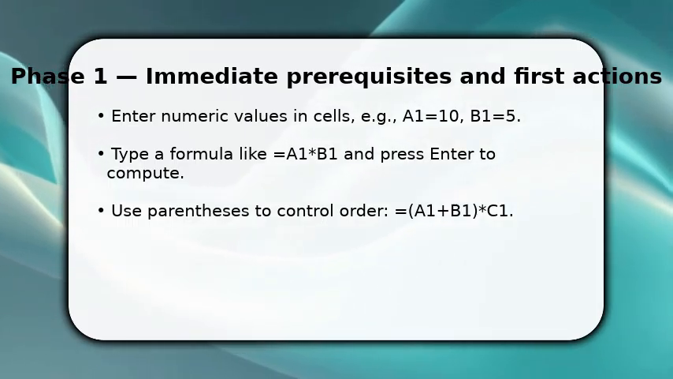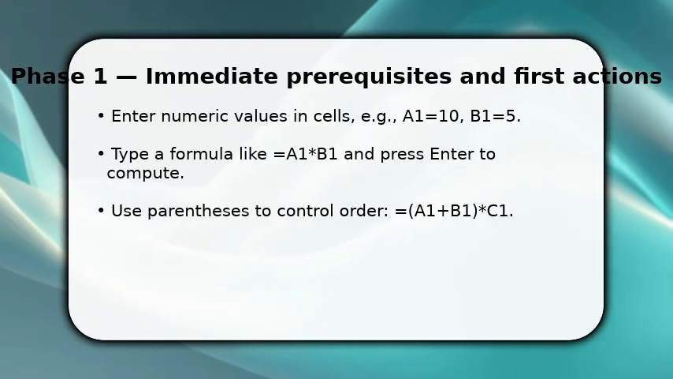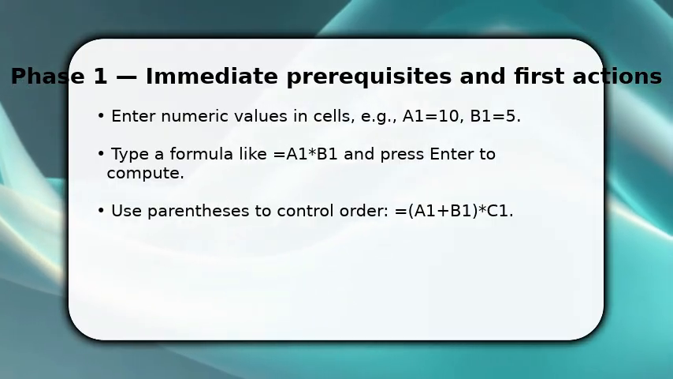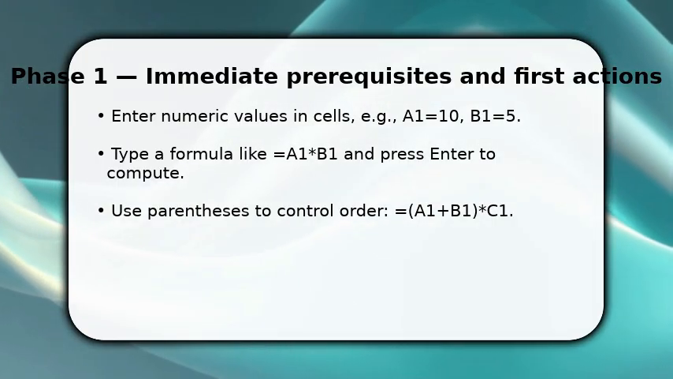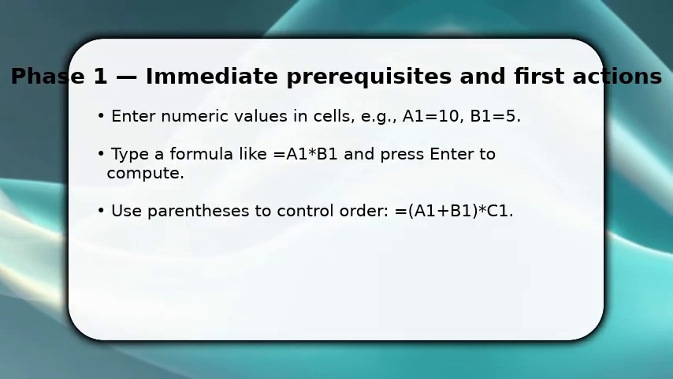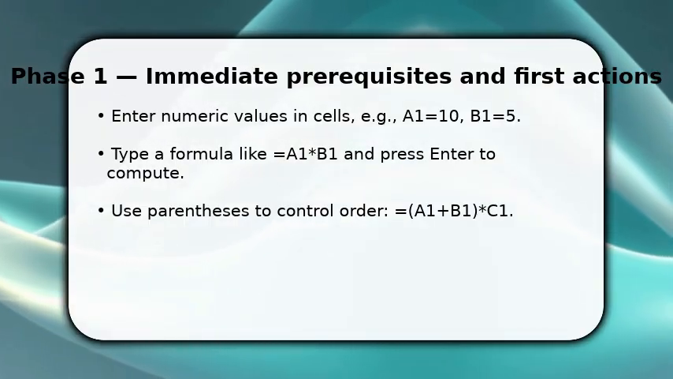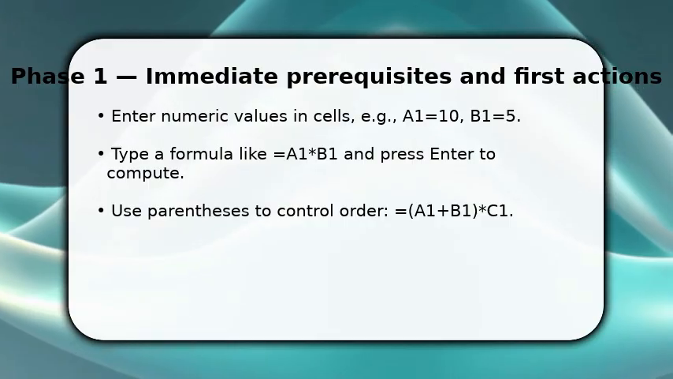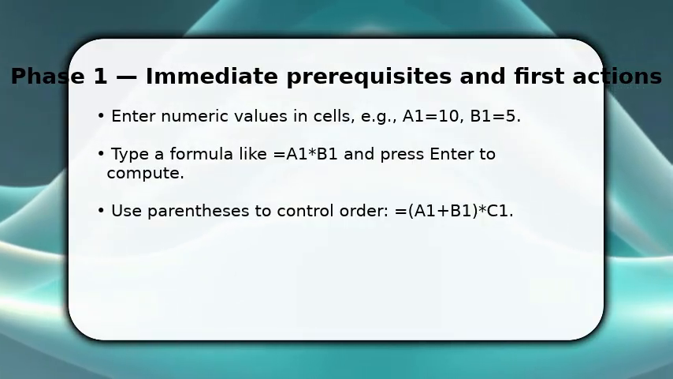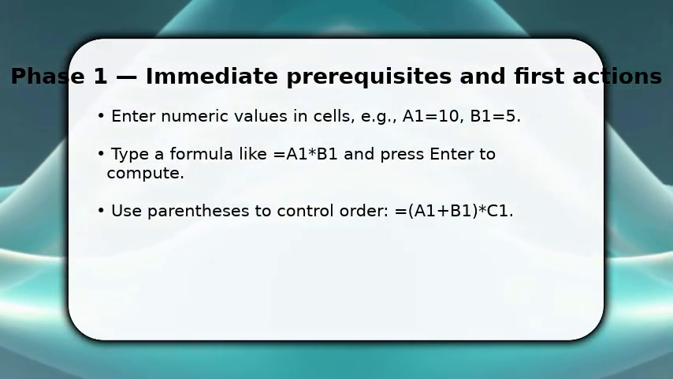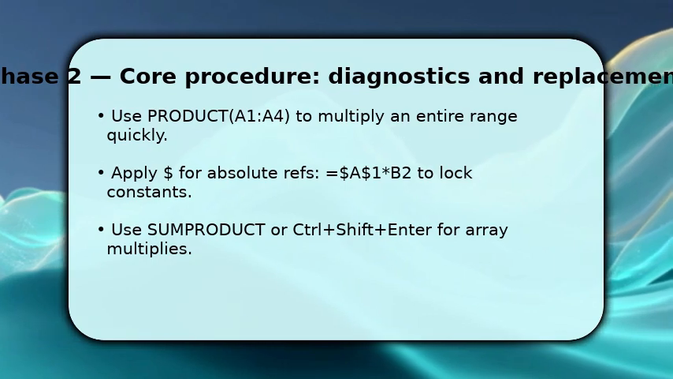If you need combined operations, use parentheses to force the math order. For example, =A1+B1*C1. Make sure to avoid text in numeric cells and use the formula bar to inspect formulas so you understand what Excel calculated. You can scale up by using PRODUCT for ranges.